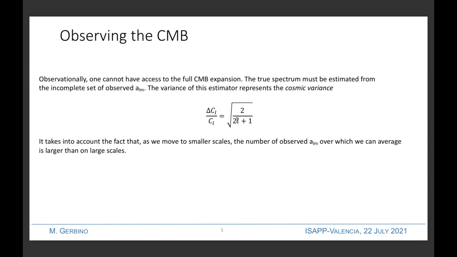The reason is very easy to understand: for any given multipole, we have 2L plus 1 a_lm coefficients. So if L is very small, we have a very limited number of expansion coefficients that we can average over in order to recover the CMB spectrum at that given value of L. Instead, if we move towards very high values of L, then the number of expansion coefficients that we can average over for that given multipole is much higher, and therefore our estimate of the power spectrum will be much closer to the true power spectrum than in the case of large scales or small multipoles.